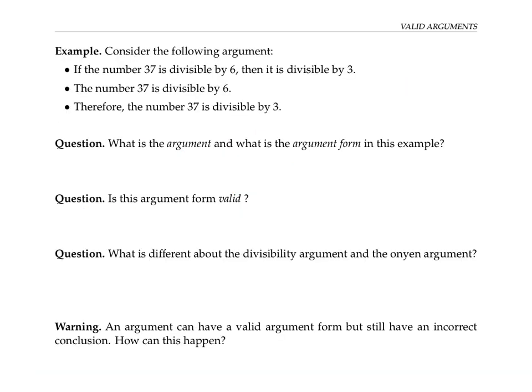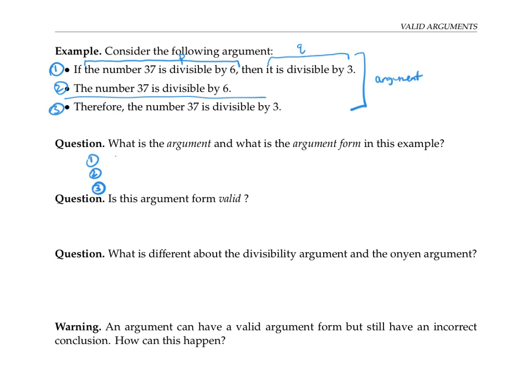If the number 37 is divisible by 6, then it's divisible by 3. The number 37 is divisible by 6, and our conclusion, therefore, the number 37 is divisible by 3. In this example, the argument is these three propositions, and the argument form is the abstract argument that we get by coding the propositions in terms of variables. So I'm going to let P be the number 37 is divisible by 6, and Q be the proposition the number 37 is divisible by 3. So my first proposition is P implies Q, my second proposition P, and my third proposition, the conclusion, is Q.